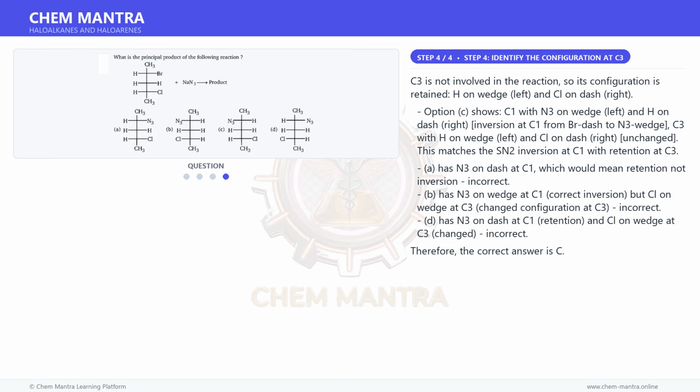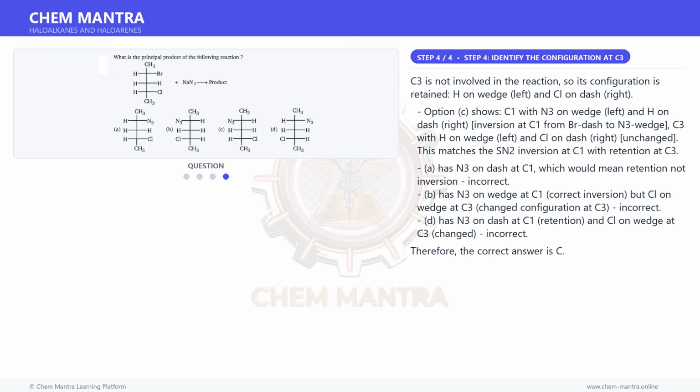And for the final step, C3 is not involved in the reaction, so its configuration is retained: H on wedge, left, and Cl on dash, right. Option C shows C1 with N3 on wedge, left, and H on dash, right, inversion at C1 from Br dash to N3 wedge, C3 with H on wedge, left, and Cl on dash, right, unchanged. This matches the SN2 inversion at C1 with retention at C3.